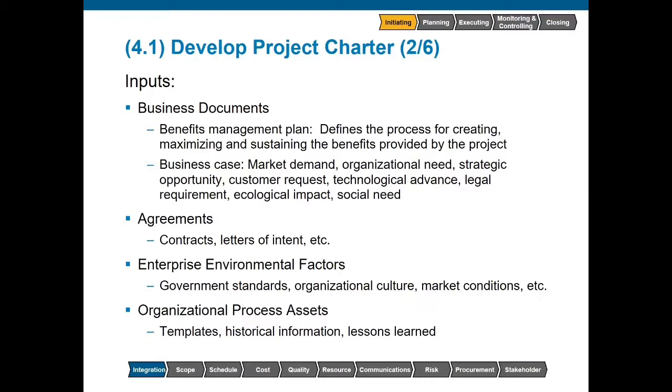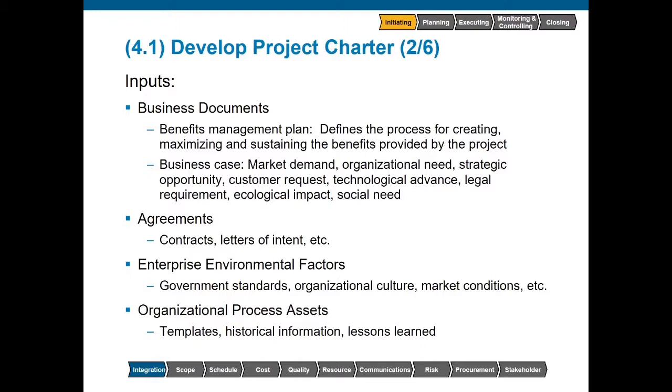If our project is a result of a procurement activity, then any agreements that exist will be inputs to this process. So it could be contracts, letters of intent, memorandums of understanding, service level agreements, whatever it might be. If we have a procurement statement of work, we would also include that as part of this process.